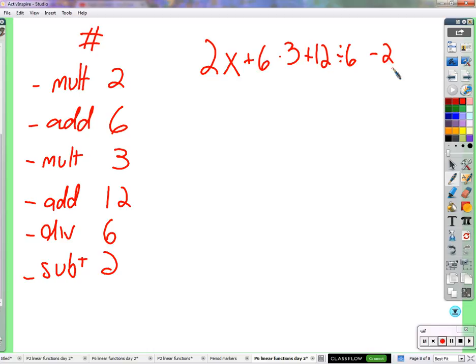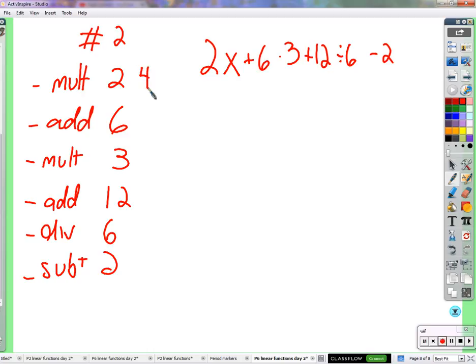Is that going to do it in the right order? Yes. No. Why not? Because I'm always wrong. Here, let's do this together. Let's plug a number in there. What number should we plug in? 2? Okay, we'll plug 2 in.